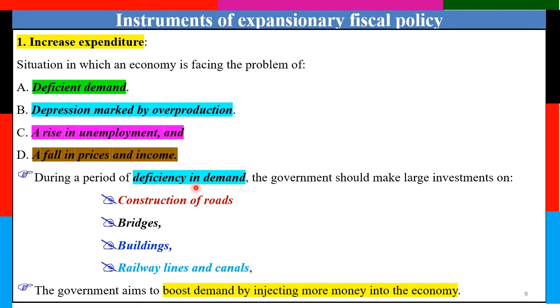During a period of deficiency in the demand, a decline in the demand, the government should make large investments on what? Construction of roads, bridges, buildings, railways, and canals. These may stimulate or activate the aggregate demand. So if aggregate demand is increasing, it means the economy is what? Production starts increasing, employment is increasing, every part of the economy becomes what? Increasing.